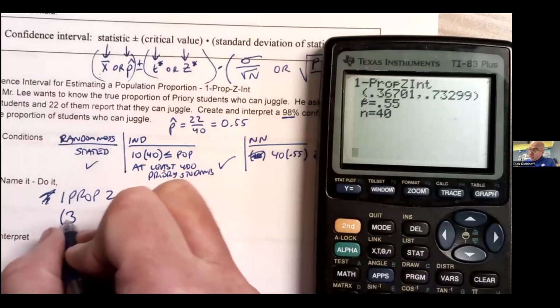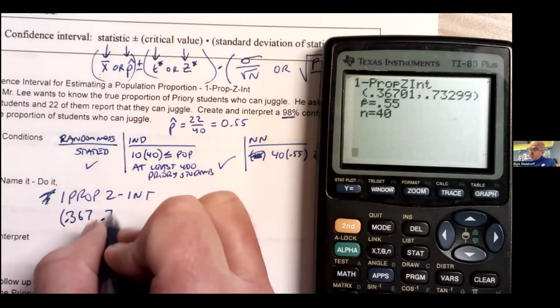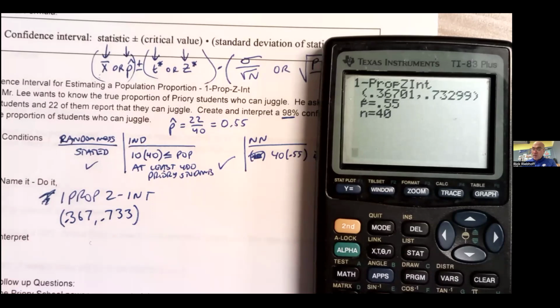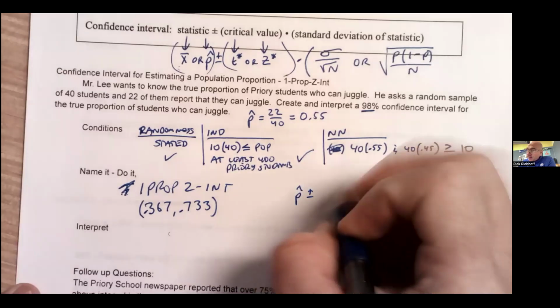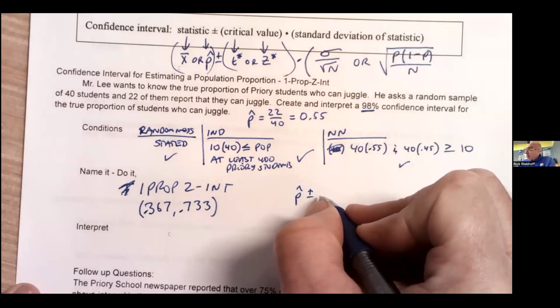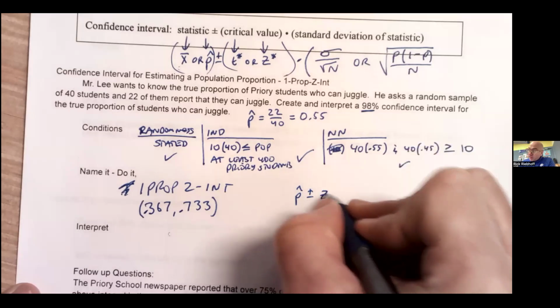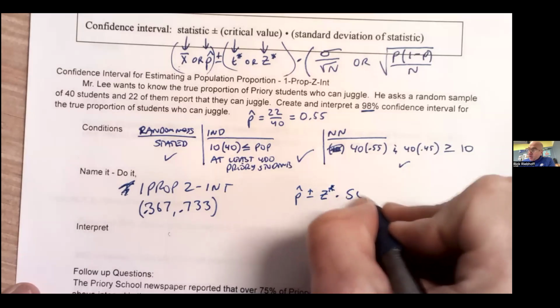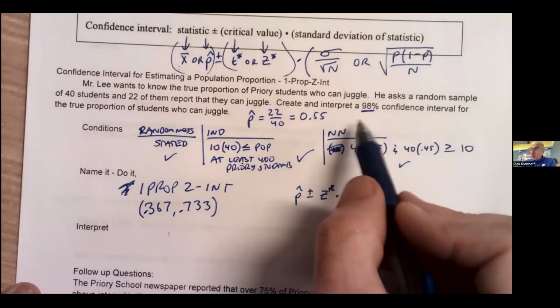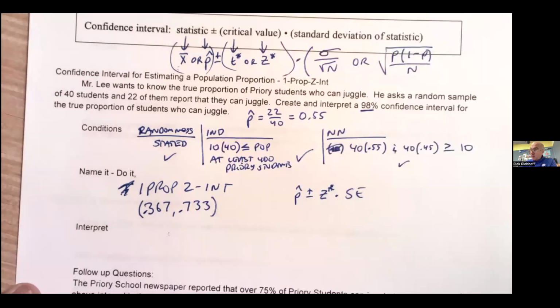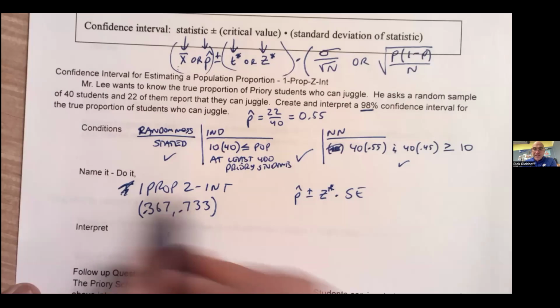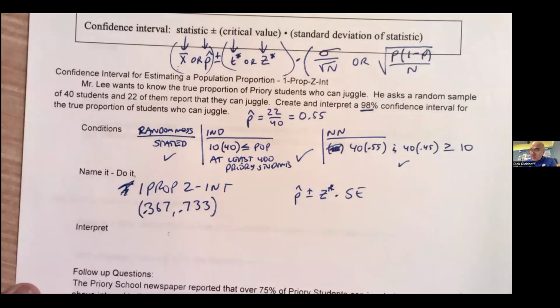3.367, .733. That'll work. That's all I need to do. I don't have to do the formula. I can if I want to. You could do p hat plus or minus z star for 98% times standard error. That would be the formula for it. And then I could fill in 0.55, find the z star on my green sheet, and use my square root of pq over n and do it that way. I could do it, I don't need to though. All right, save some time, keep it simple, use your calculator, move on.